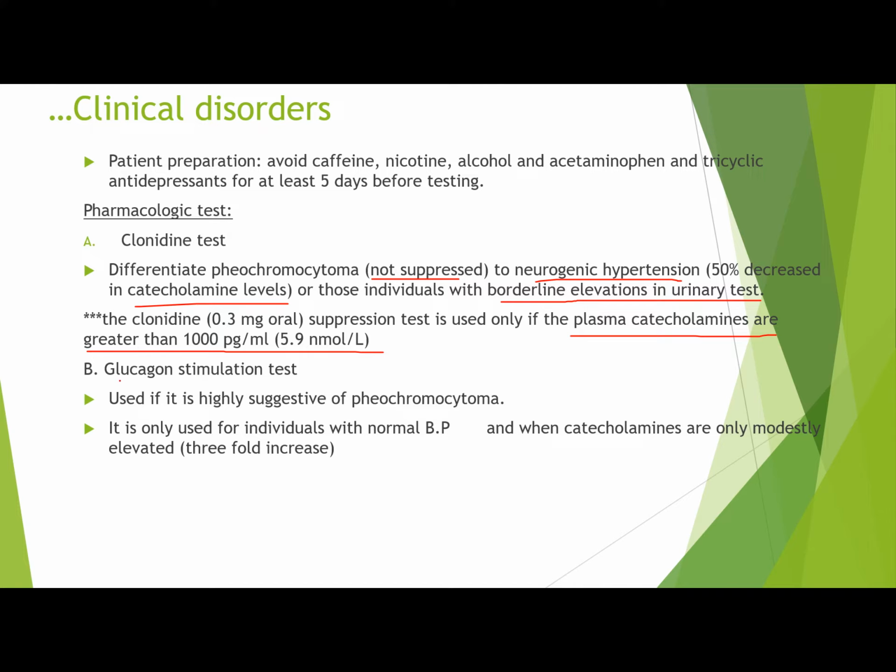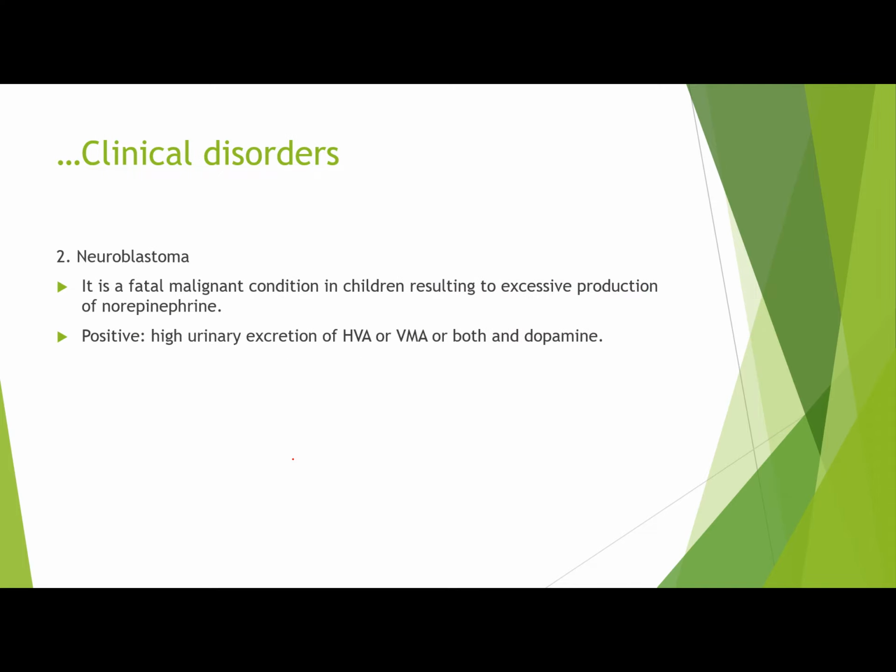Then another test, class, is the glucagon stimulation test, highly suggestive of pheochromocytoma, used for individuals with normal blood pressure and when catecholamines are only moderately elevated, usually a threefold increase. Then after pheochromocytoma, another disorder is your neuroblastoma. This is a fatal malignant condition in children resulting in excessive production of norepinephrine. Positive result is high urinary excretion of HVA or your VMA or both, and even dopamine.